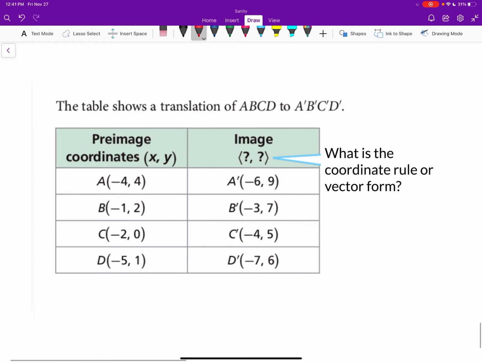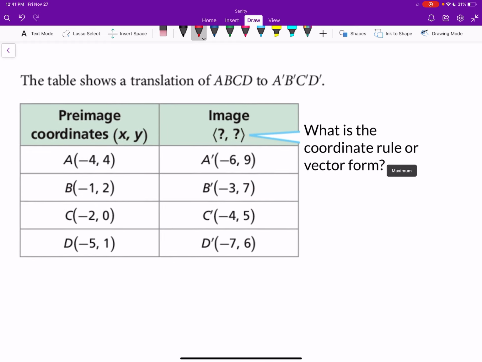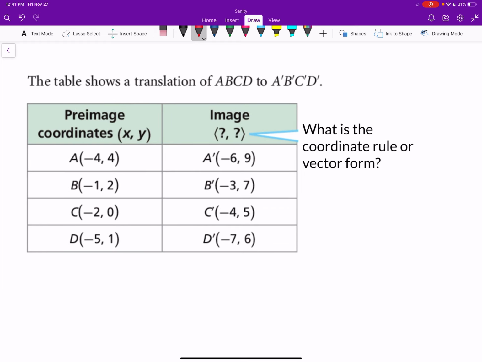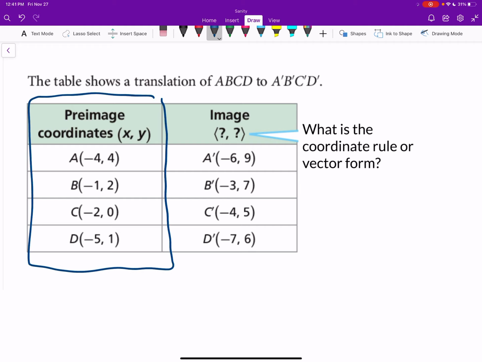One last one. What if you're not even given a picture? You don't even have a coordinate plane, and we want to be able to find a coordinate rule or vector form that would describe a translation. Let's look at what's happening to our coordinate points. So to the left-hand side, you have your pre-image coordinates in the form (x, y). My image coordinates, again, these are the points after the transformation has happened.